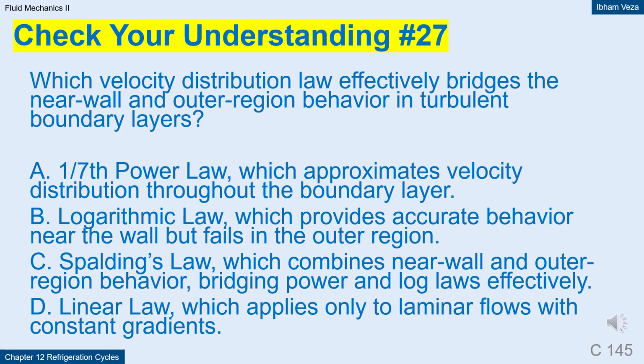the entire boundary layer. B, logarithmic law, which provides accurate behavior near the wall but fails in the outer region. Incorrect, because while the logarithmic law is accurate for near-wall behavior, it does not capture outer region flow dynamics as effectively as Spaulding's law. D, linear law, which applies only to laminar flows with constant gradients. Incorrect, because the linear law is irrelevant for turbulent flows, which exhibit complex velocity distributions.